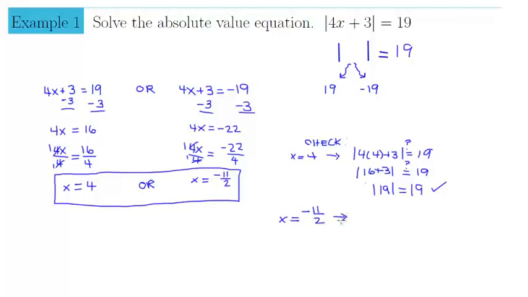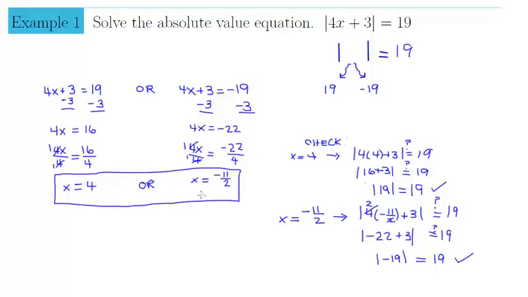Let's quickly check the other answer, x equals negative 11 halves. So we're going to take negative 11 halves and put it back up here into our original equation in place of x. So we are determining the absolute value of 4 times negative 11 halves plus 3. Does that quantity in absolute value equal 19? Well, let's simplify the left side. The 4 and the 2 cancel. Gives us 2 times negative 11, or negative 22, plus 3. And negative 22 plus 3 is actually negative 19. The absolute value of negative 19 is definitely 19, and so that answer checks as well.